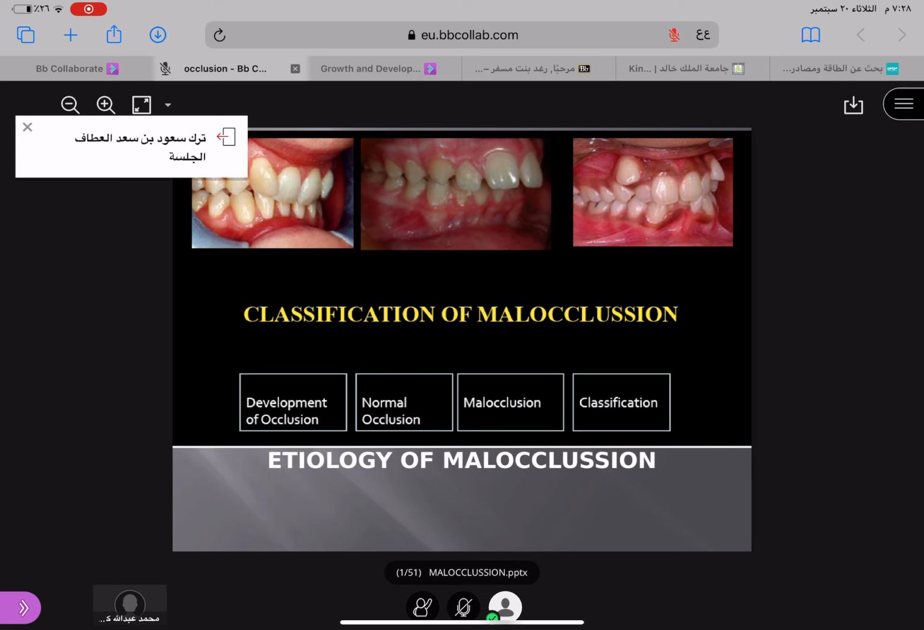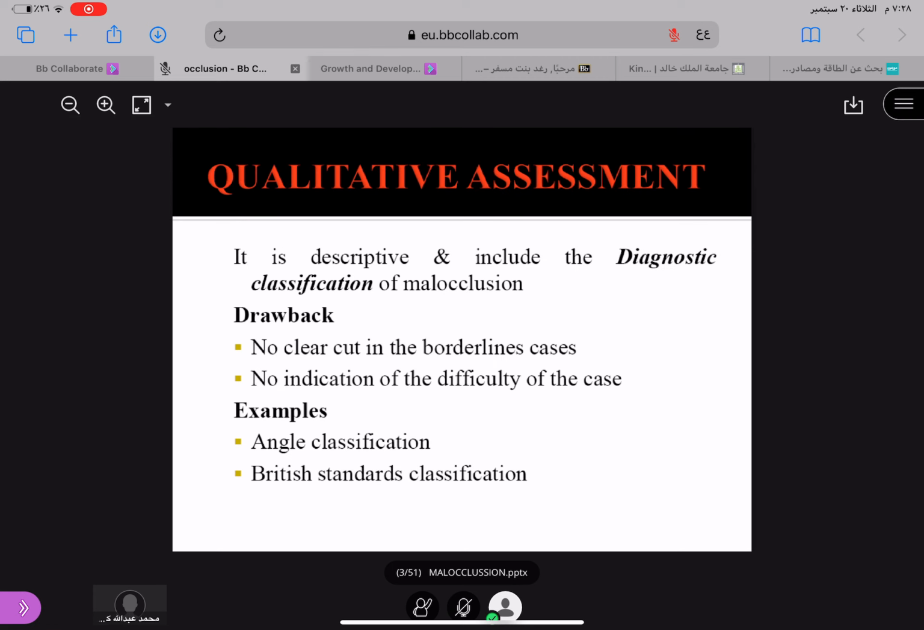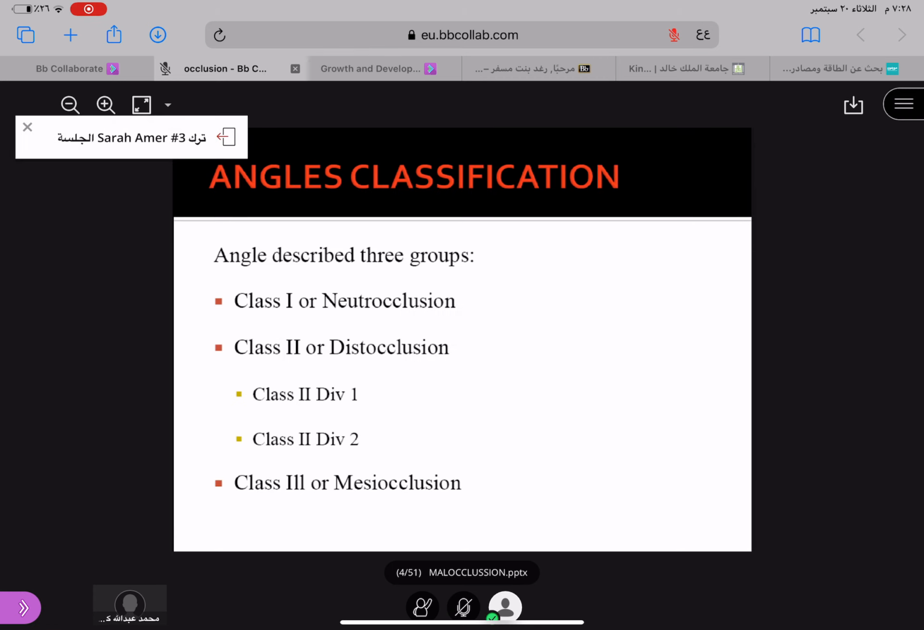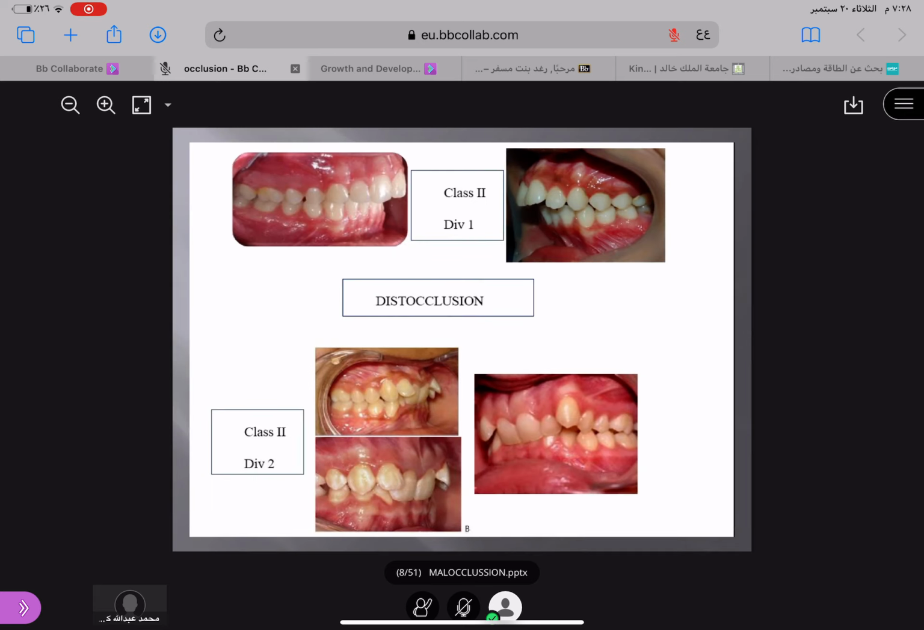Right? So I'm not going into details of the development of occlusion here. I hope Dr. Shaheen already discussed it during growth and development. Normal occlusion we discussed; malocclusion and its classification will be discussed by Dr. Ibrahim, right? So I'm not going into the details of how we assess malocclusion, the Angle's classification of malocclusion, class 1, 2, 3. If anybody wants me to explain class 2 or 3 right now, I can explain in brief, but I'm supposed to talk about etiology today.